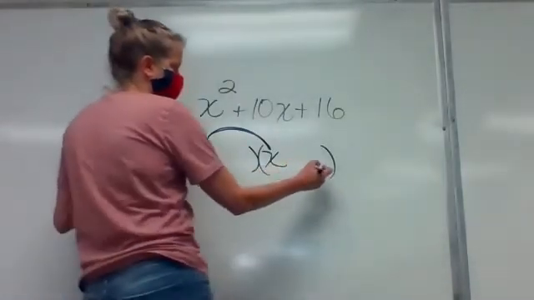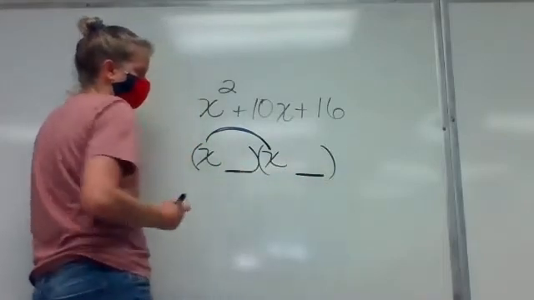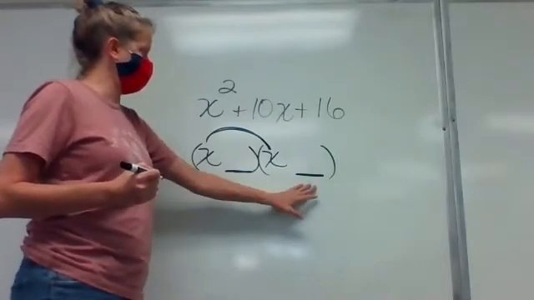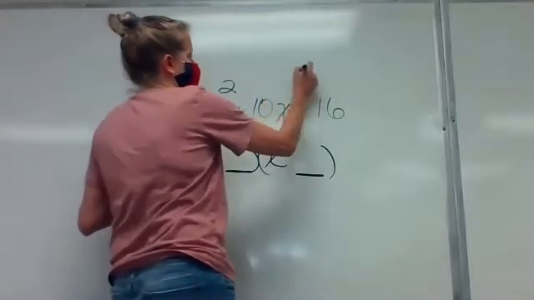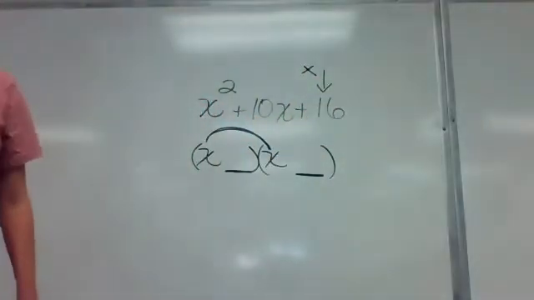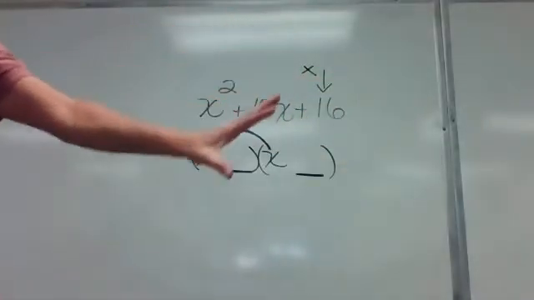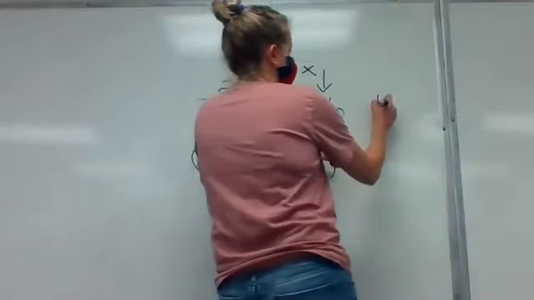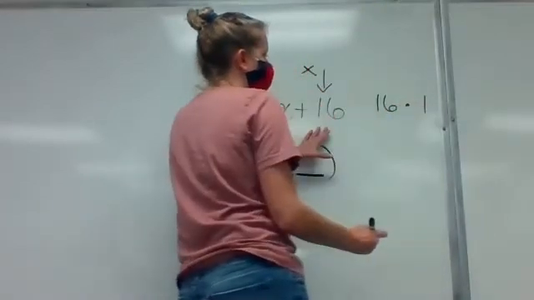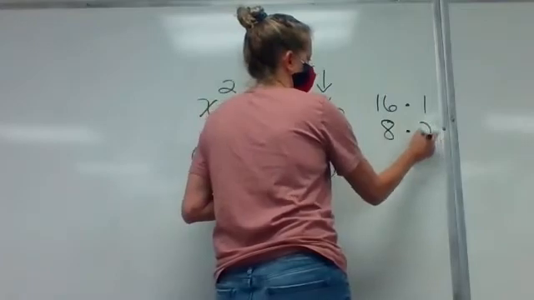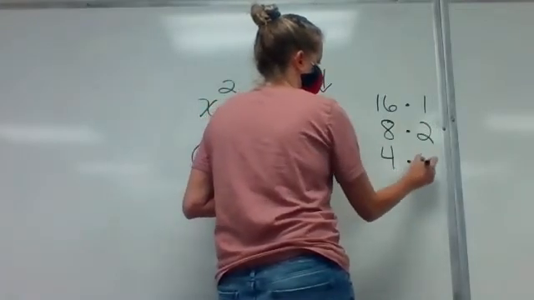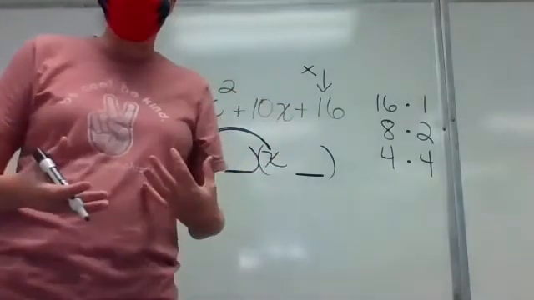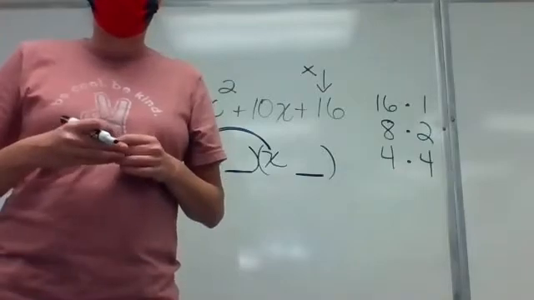And then the second step was to figure out what goes in the last spots of the parentheses. Those numbers had to do two things. They had to multiply to equal that last term. So we made a list of all the ways to do that. How do you multiply to get 16? 16 times 1, 8 times 2, and 4 times 4. That's kind of like our word bank, our number bank that we have to choose from.